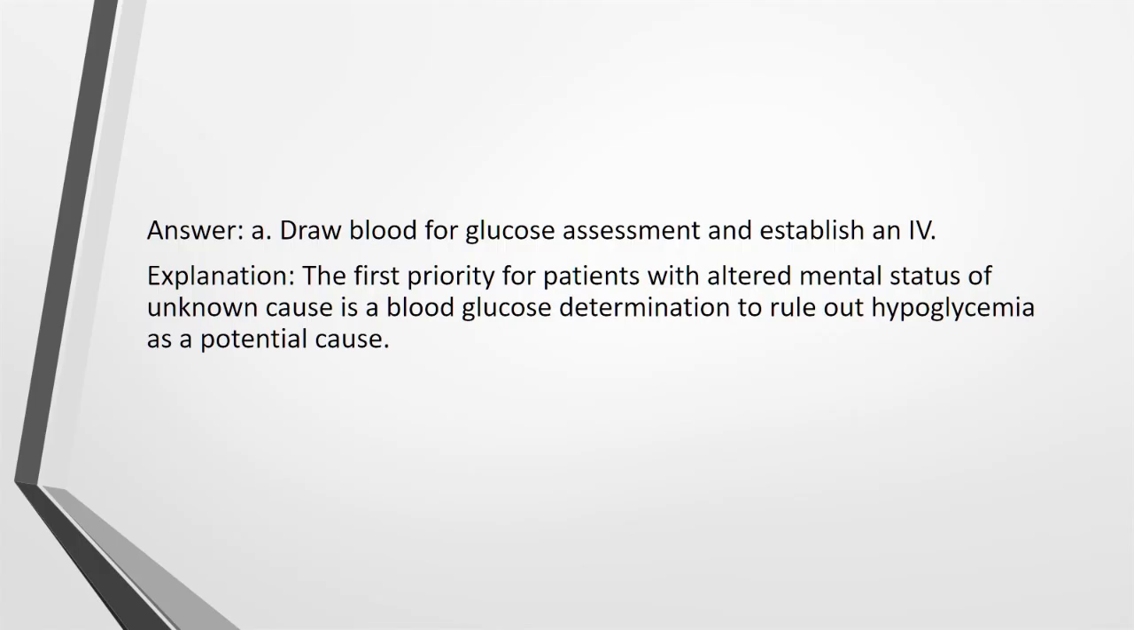Answer. A. Draw blood for glucose assessment and establish IV. Explanation. The first priority for patients with altered mental status of unknown cause is a blood glucose determination to rule out hypoglycemia as a potential cause.